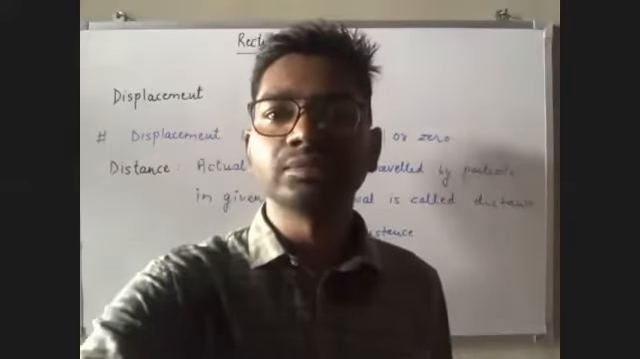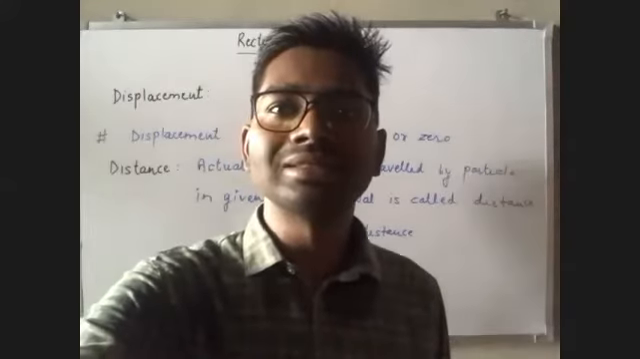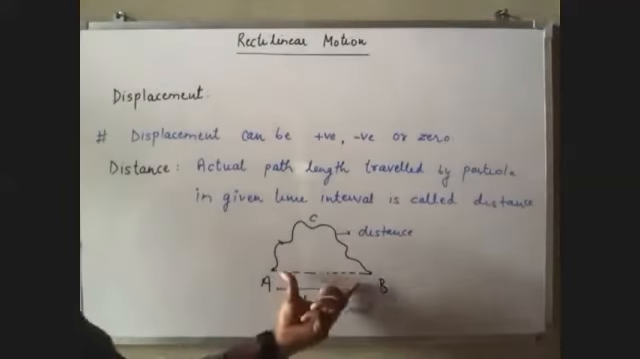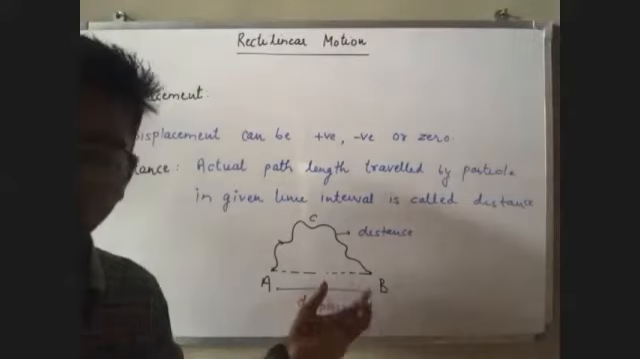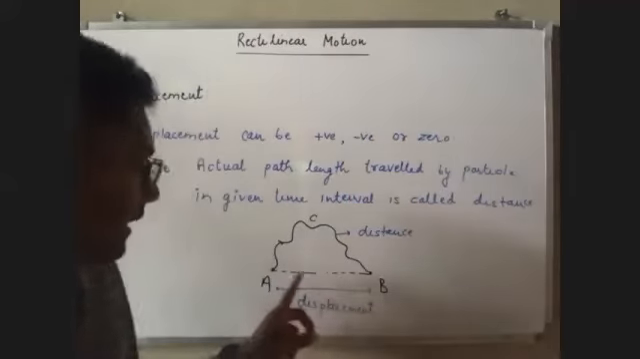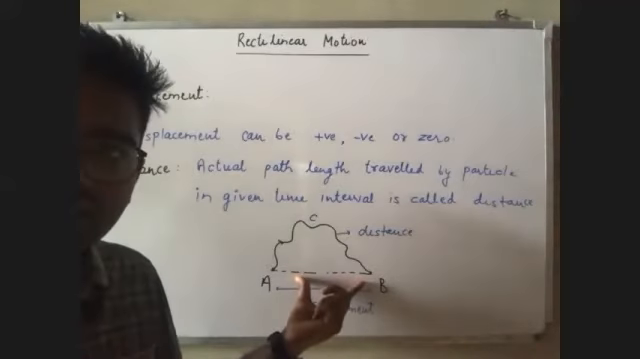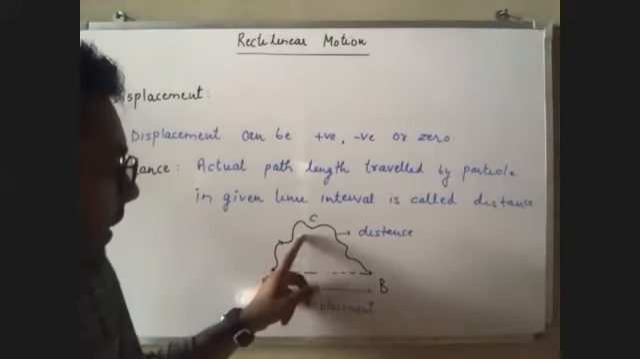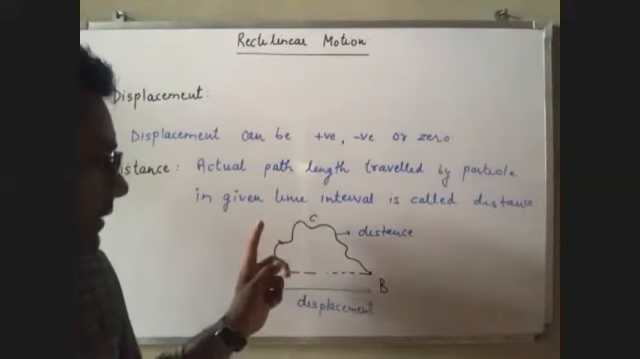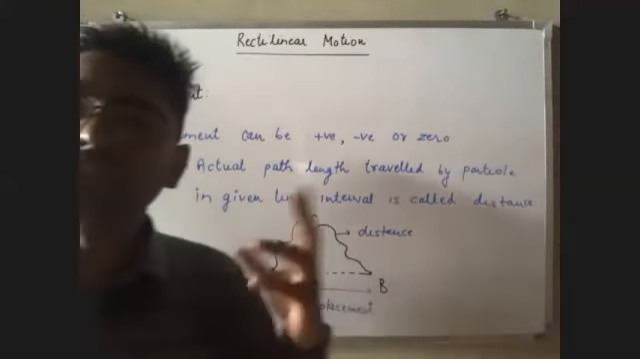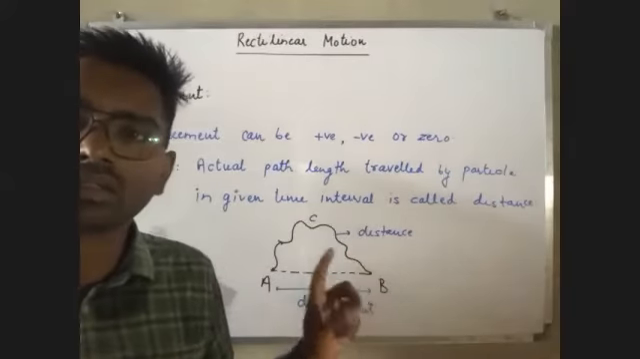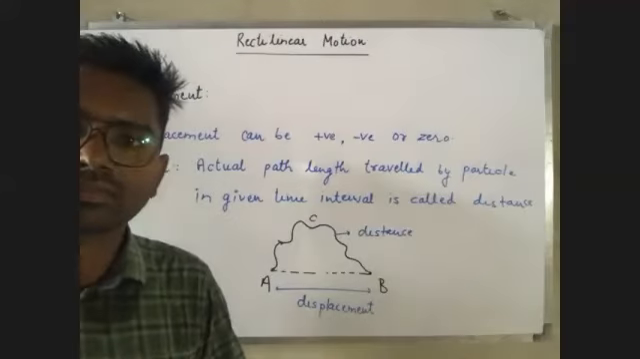Listen guys, displacement is nothing but the minimum distance between 2 points. If you look at A and B, the minimum distance will be along a straight line. I told you that between 2 points, the minimum distance is always along the straight line. So A to B, the minimum distance is the straight line, while the particle was moving by this path, A to C to B. Whatever the length of the path covered is, that will be the distance.